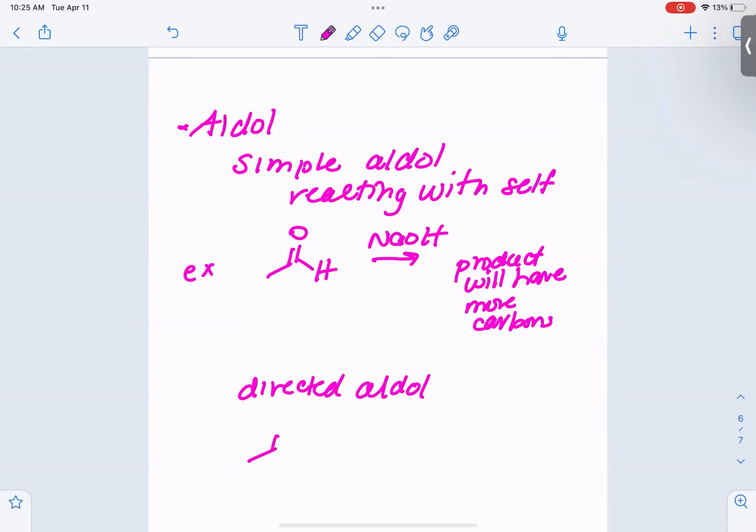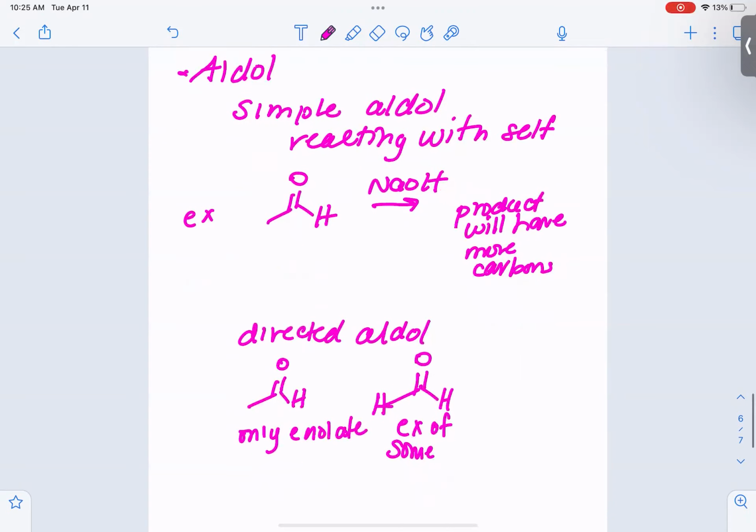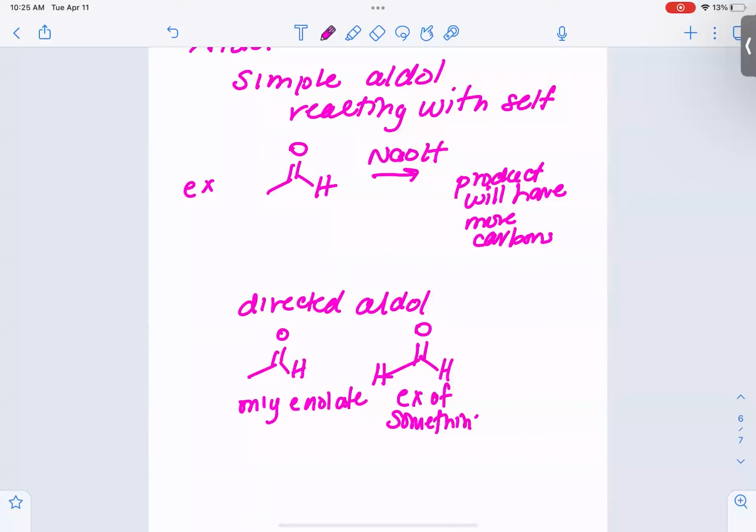So you have this one that can only form the enolate, and then you have an excess of something that can't form an enolate. And again, your product will have more carbons.